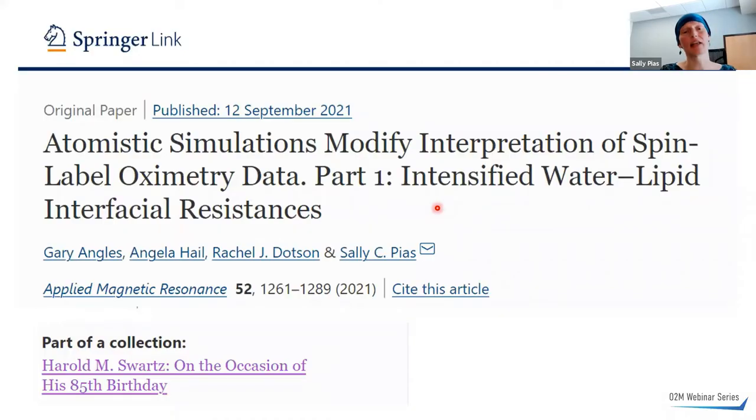So this is a slide just showing the paper that I'm going to be presenting most of the data from. It is titled Atomistic Simulations Modify Interpretation of Spin Label Oximetry Data. And this is part one of a two-part study: Intensified Water-Lipid Interfacial Resistances. And so we're going to be focusing on how EPR probes were used to measure oxygen going across a cell membrane, and then comparing that to molecular dynamic simulations to modify the interpretation really of the EPR data.